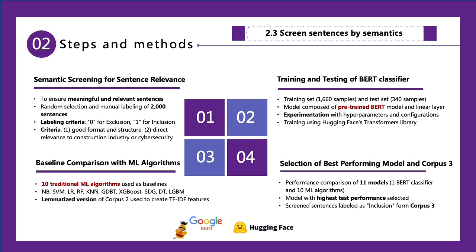We experimented with different hyperparameters and configurations using a training set and a test set. Lastly, we compared the performance of the total 11 models, including the BERT classifier and the traditional machine learning algorithms. The model with the highest test performance was selected, and the sentences screened for inclusion formed our third corpus.